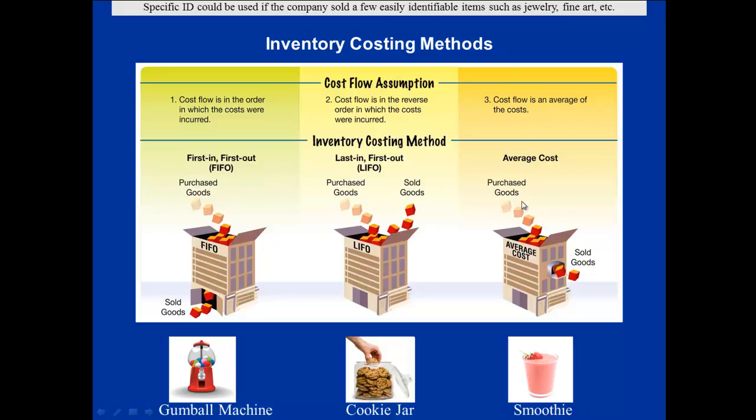In the weighted average, as we increase our inventory, an average of them is going to come out. So that'd be kind of like a smoothie, right? So we have them all mixed together and averaged out, all blended together.